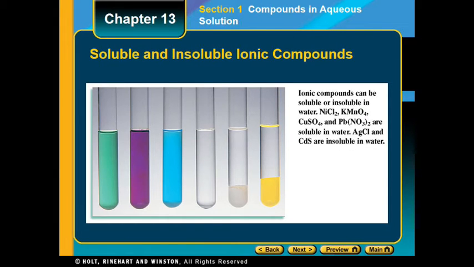In this picture right here, it shows some ionic compounds that are soluble or insoluble. You can see in the first 4 that are given here, these are not necessarily colorless solutions. Some of them have color to them, but they are clear solutions where things have been soluble. And in the last 2, those precipitates that you see at the bottom are going to be considered insoluble there. So AgCl and CdS are insoluble in water.